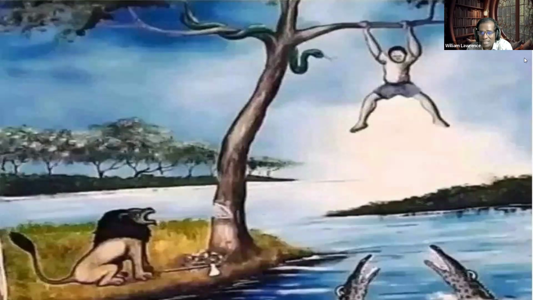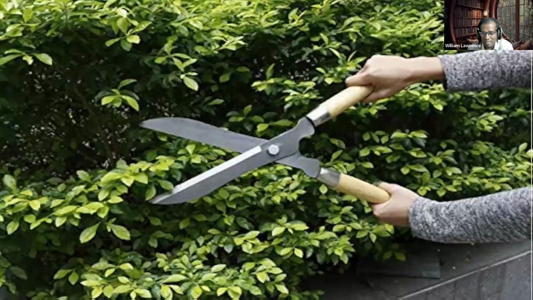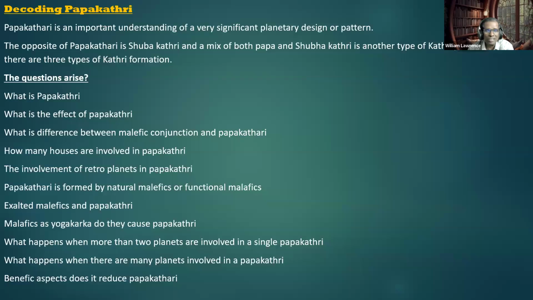There are many planets involved in the Pavakatri. It is hemmed between, or sandwiched between, many dangerous aspects. So this is another depiction. Or this is a typical warning sign, which I think very much resembles a Pavakatri. The literal translation is nothing but the scissors of a Pavakatri. So there's some pictorial before we go into it.